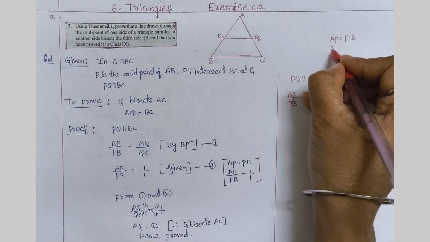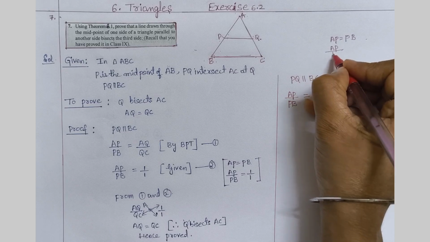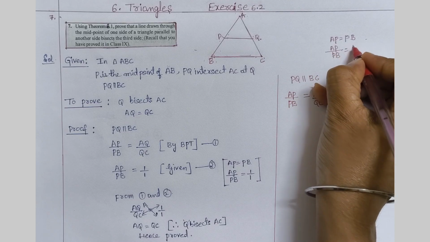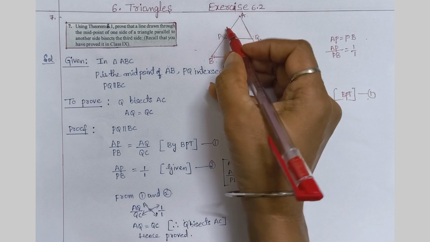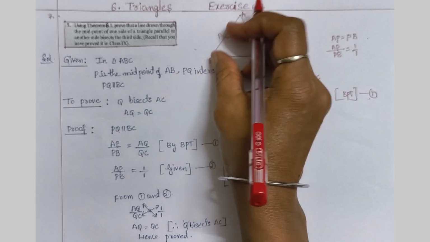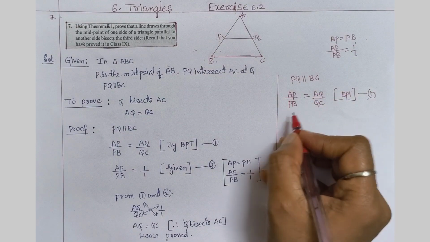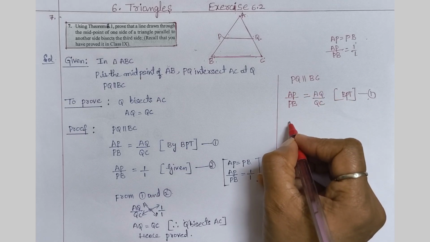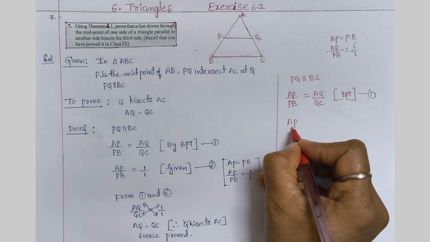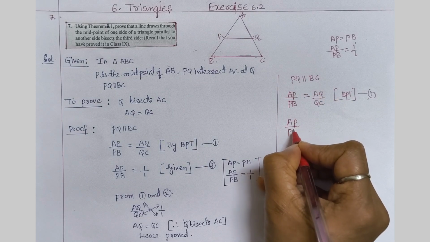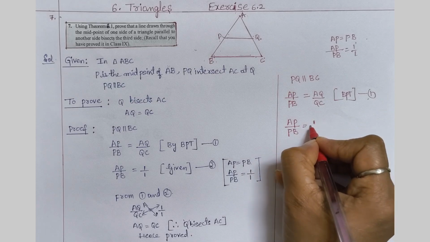Same measurement means AP by PB is equal to a 1:1 ratio. Okay, see here, both are equal. Both are equal means what? It is a 1:1 ratio. So now, what is given in the question? The question gives AP by PB equal to 1:1.